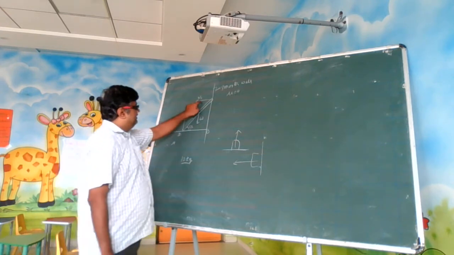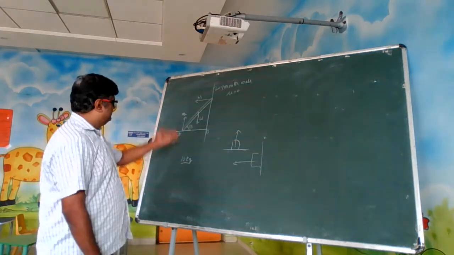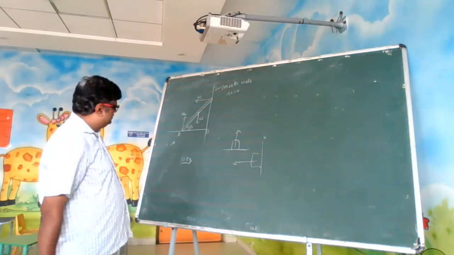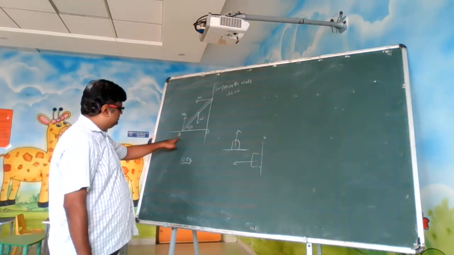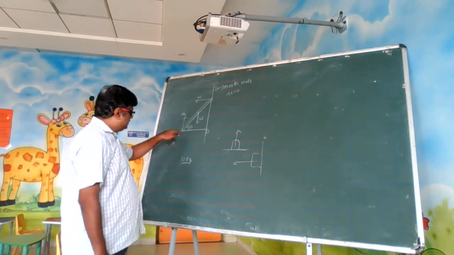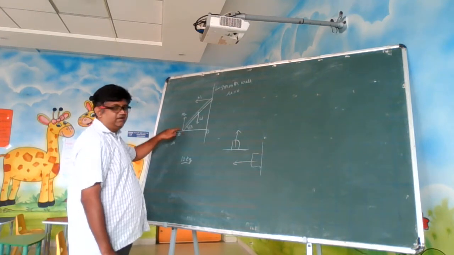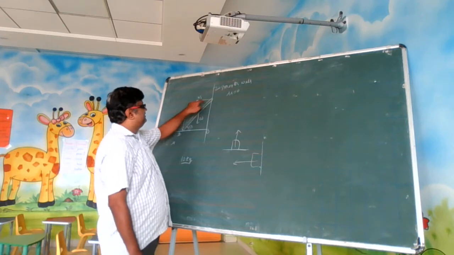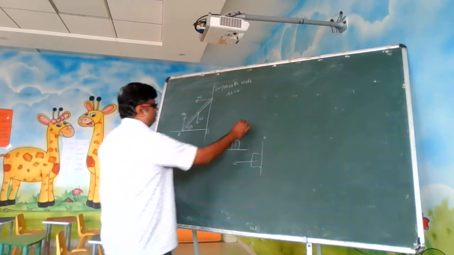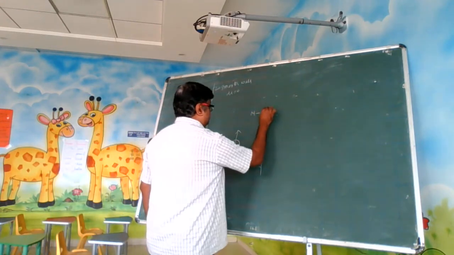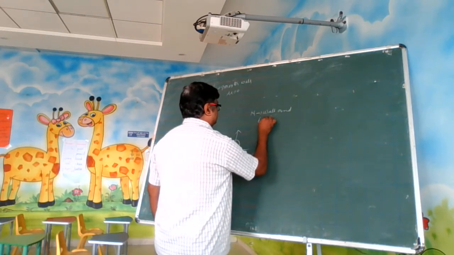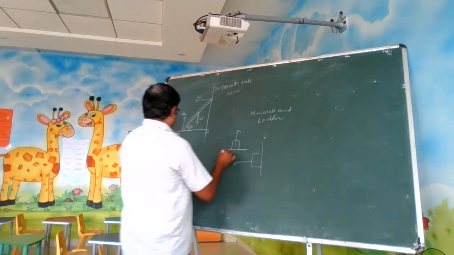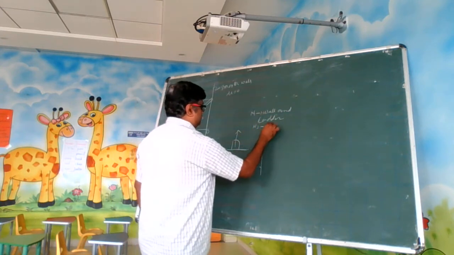reaction N1. N1 and N2 we are writing because there are two. Similarly, here also there will be a normal reaction. What is this normal reaction? This is between the ground and the ladder. This is between the wall and the ladder. N1 is wall and ladder. N2 is ground and ladder.